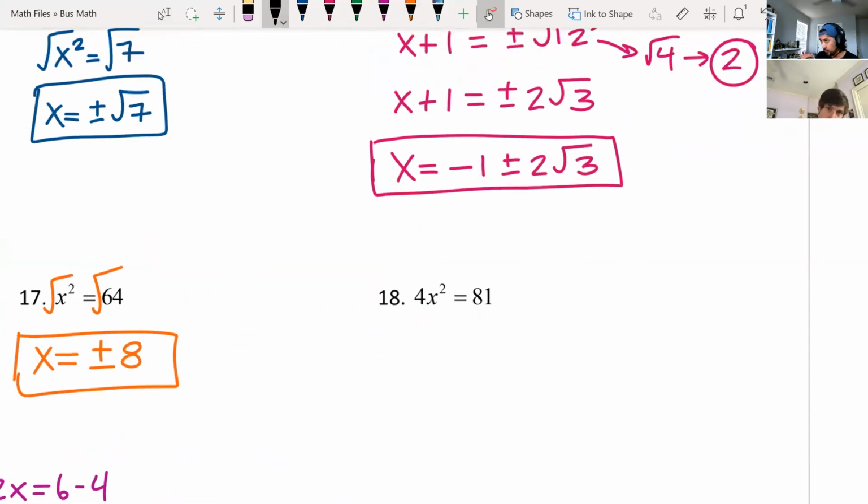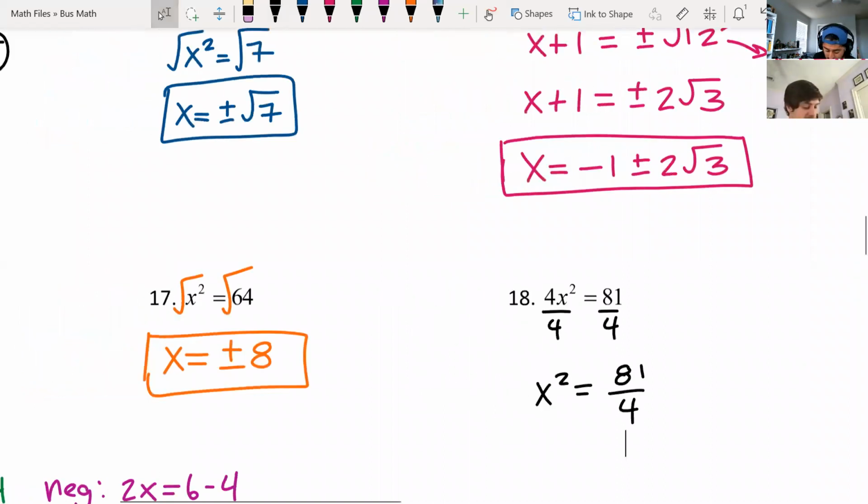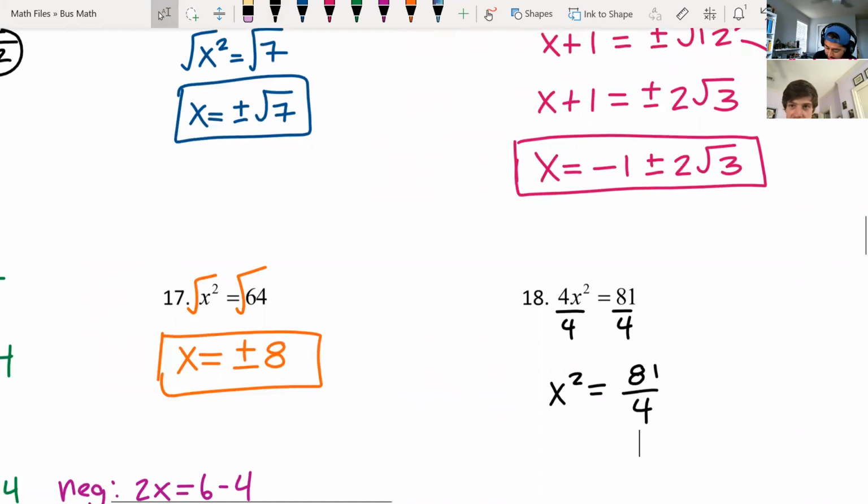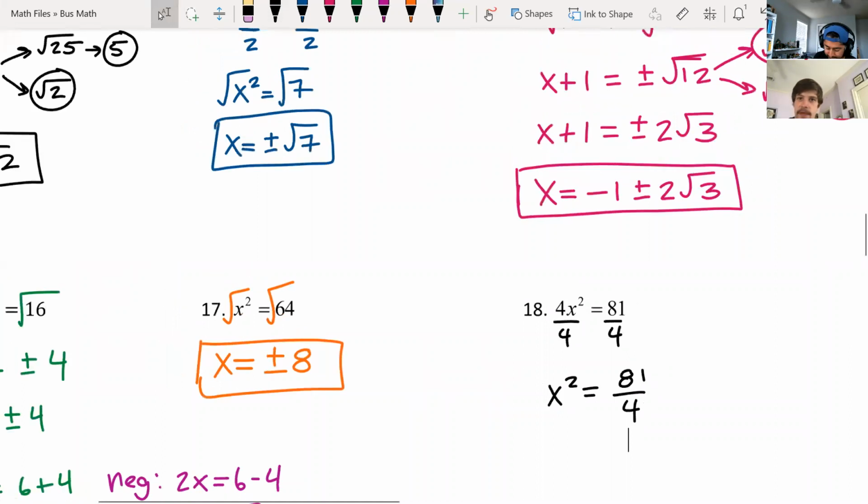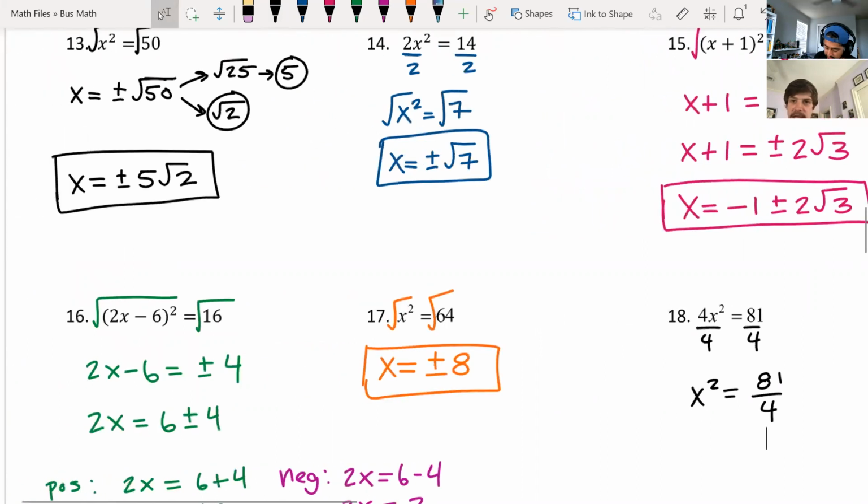18. 4x squared equals 81. Again, get x by itself. So what we're going to do first is divide by 4. Professor, real quick, why didn't we do the same plus or minus thing, because it's x and doesn't have a constant? For which one? For 17, like why didn't we do 17 positive and negative? We have it there. That's why you have the plus or minus 8. Oh, okay, never mind. I'm thinking wrong.